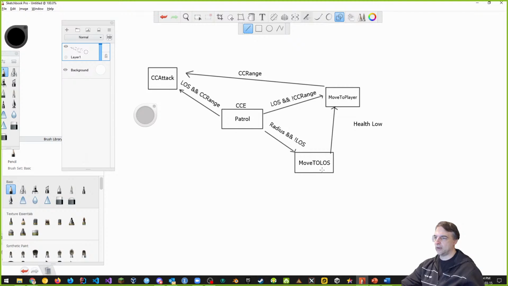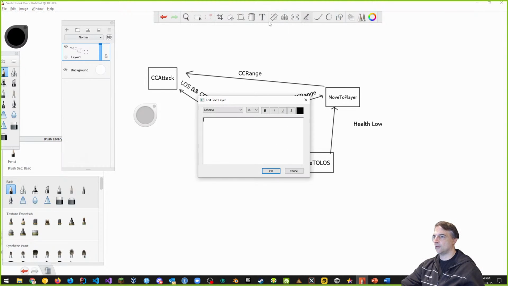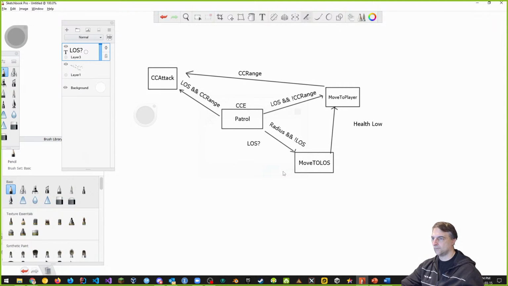So again, if I move to line of sight, and I have line of sight but I'm not within range, then I move to the player. So that's the thing I have to do. Once I have line of sight, move to the player. The other option is, what if I'm close enough to the player? If I have line of sight and I'm close enough to the player, then attack. Because that can happen too.